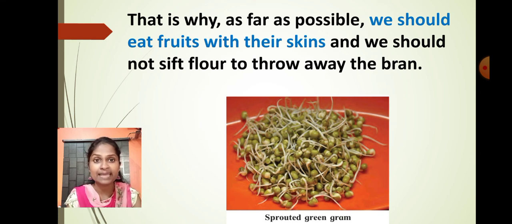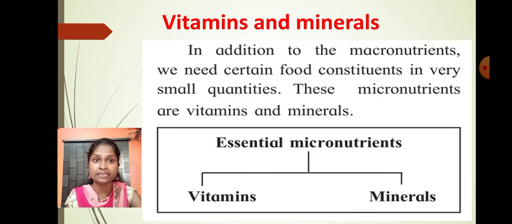So did you understand the importance of the vitamins and minerals which are required by our body on a daily basis? So what have we learned today? We have learned that in addition to the macronutrients, we need certain food constituents in our diet in smaller quantity, and those micronutrients are vitamins and minerals. So those nutrients which are required by us in very small quantity, we call them what? Micronutrients. Is that clear?